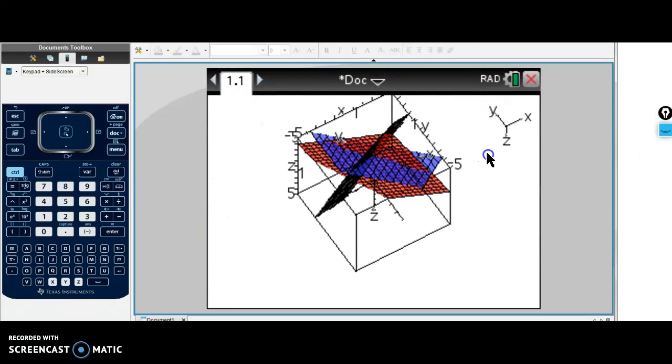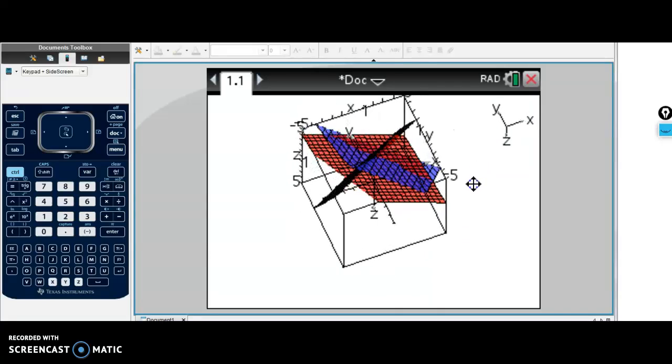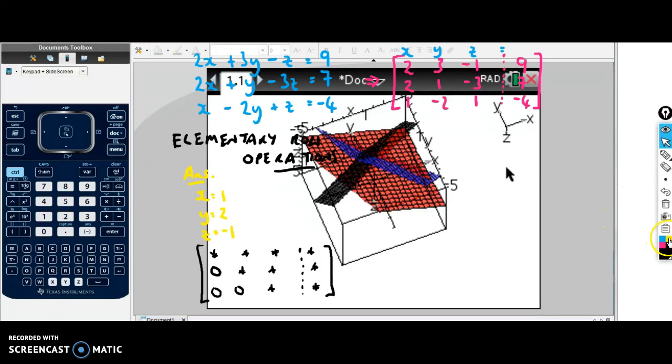Any thoughts? Well, it's just in there. It's where they cross. Just in there, where all three of those planes cross, that is the value where x is 1, y is 2, and z is minus 1. So now let's use that idea, and we'll show it by elementary row operations.